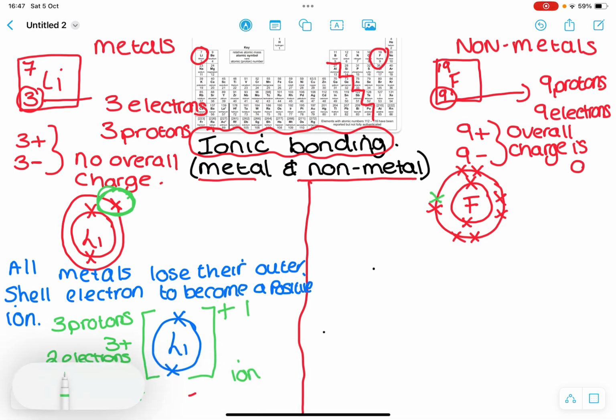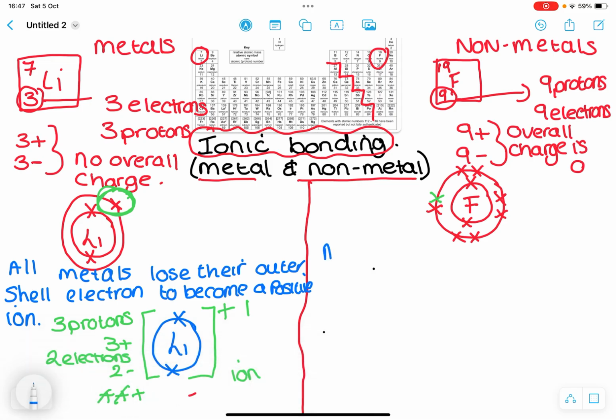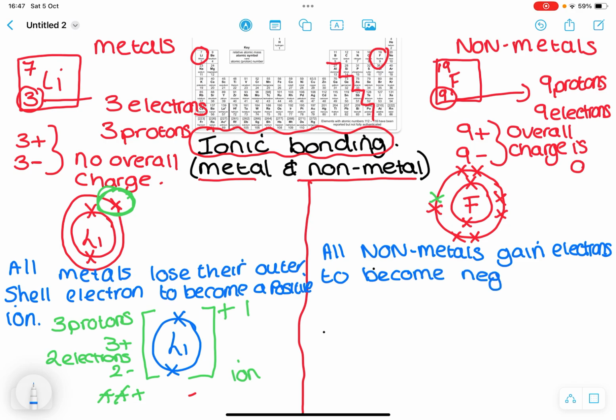And I'm going to write down what the rule is for non-metals when they react. So all non-metals gain electrons to become negative ions in ionic bonding.